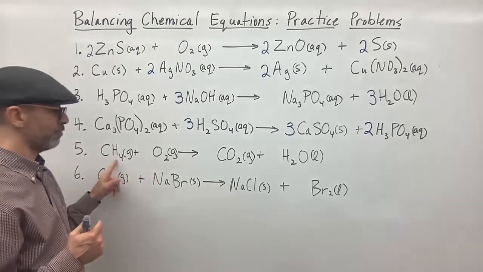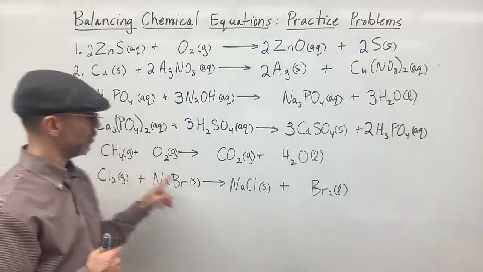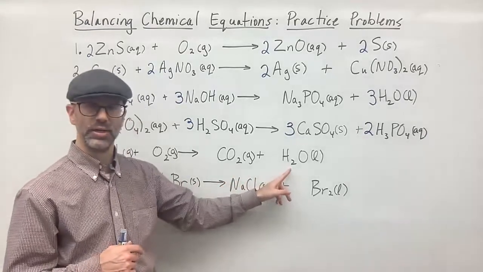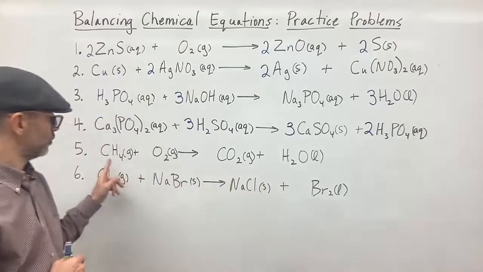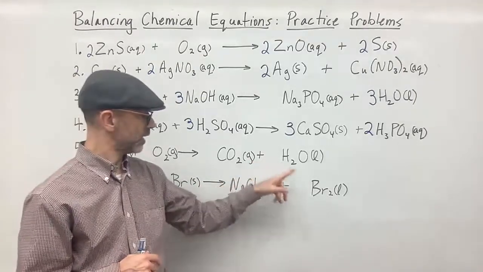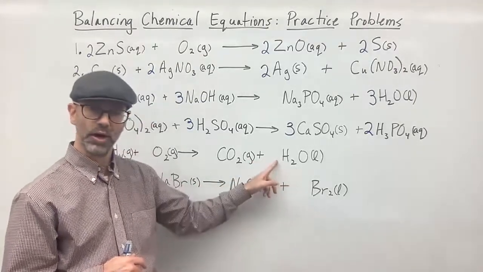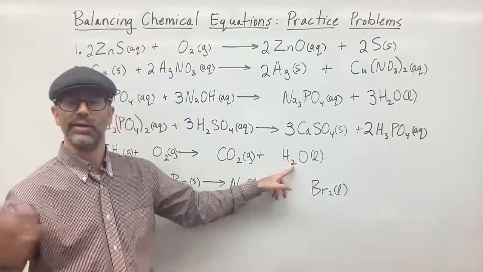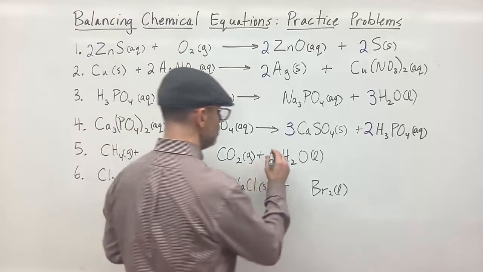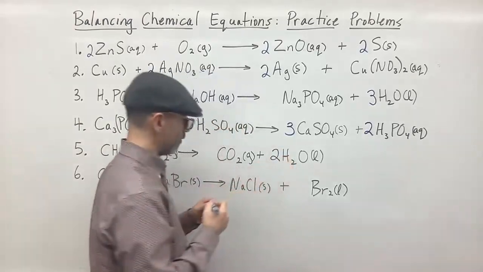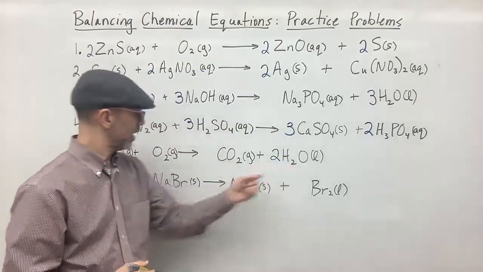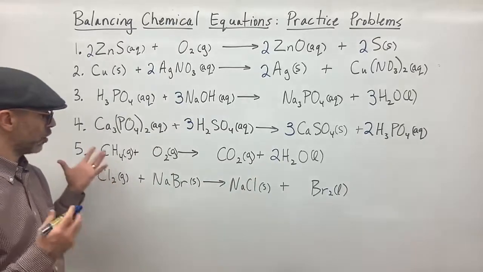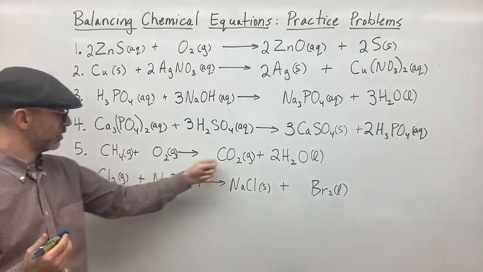So here I have 4 hydrogen, but over here I have 2 hydrogen. So I need 4 on this side to balance with 4 here. So what times 2 gives me 4? What coefficient do I need to multiply by 2 to give me 4? That would be 2. So now I have 4 hydrogens and I have 4 hydrogens. So everything is balanced. My carbon is still balanced.